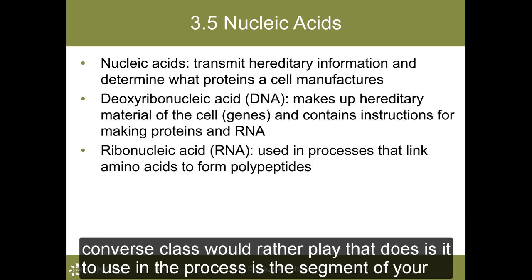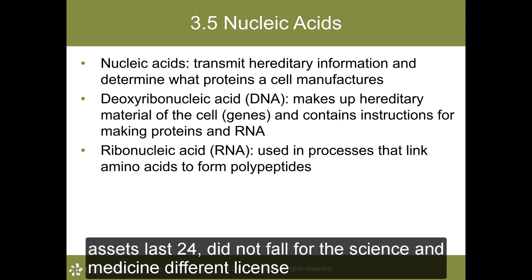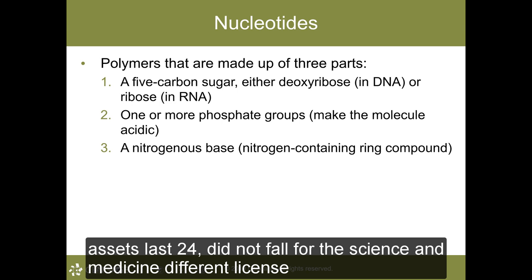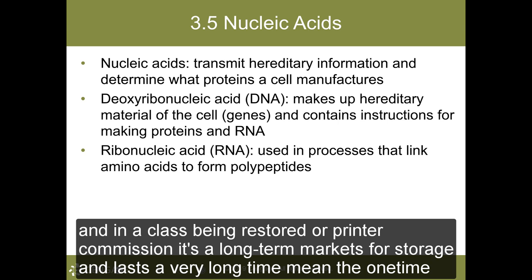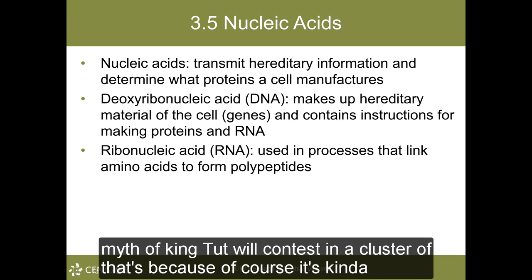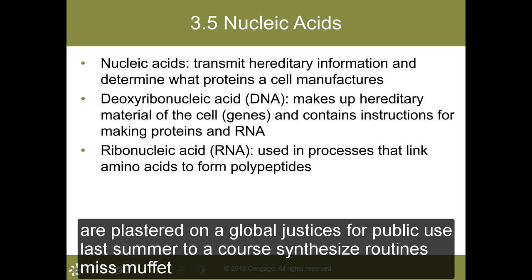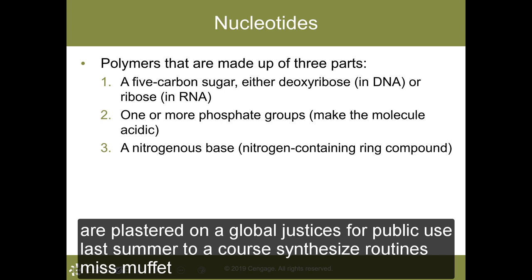On the converse, what ribonucleic acid does is it's used in the processes that link amino acids to form polypeptides. Also, think of it in a different way, so to speak. Think of DNA as what stores your hereditary information, period. It's a long-term molecule. It's for storage. And it lasts a very long time. I mean, you may have heard of King Tut. Well, King Tut's DNA still exists. However, Tut's RNA doesn't exist. It's a short-term molecule. You use it simply to synthesize proteins. And that's why it's there.